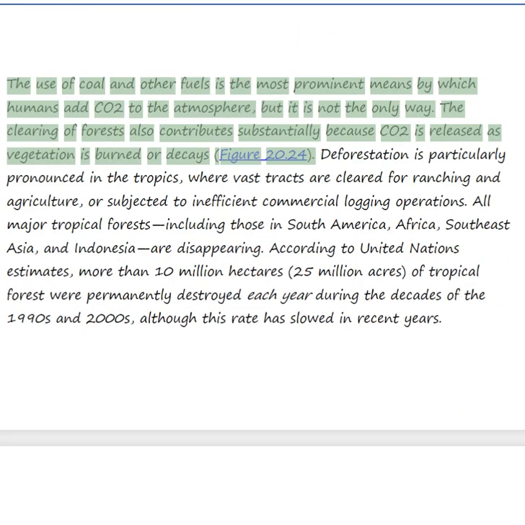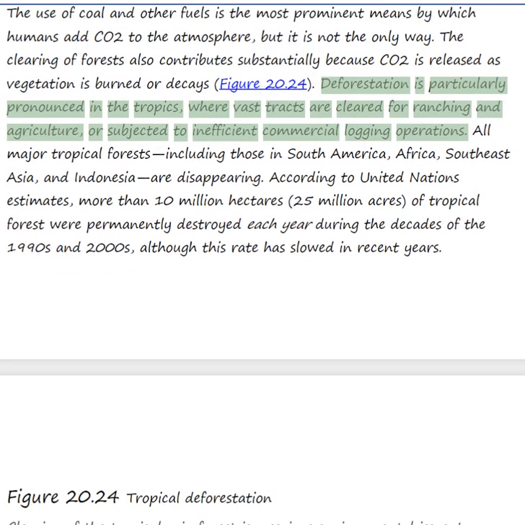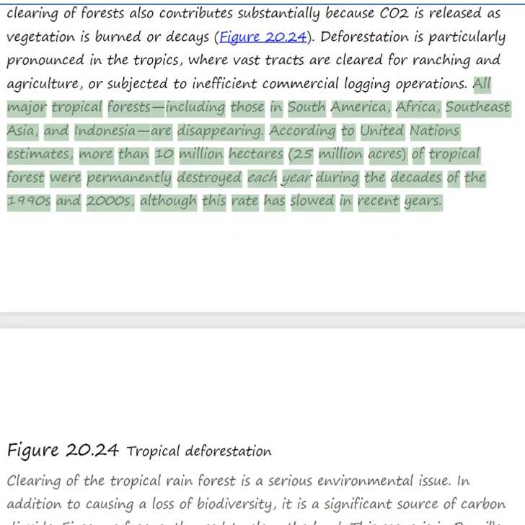The use of coal and other fuels is the most prominent means by which humans add CO2 to the atmosphere, but it is not the only way. The clearing of forests also contributes substantially because CO2 is released as vegetation is burned or decays. Deforestation is particularly pronounced in the tropics, where vast tracts are cleared for ranching and agriculture, or subjected to inefficient commercial logging operations. All major tropical forests, including those in South America, Africa, Southeast Asia, and Indonesia, are disappearing.